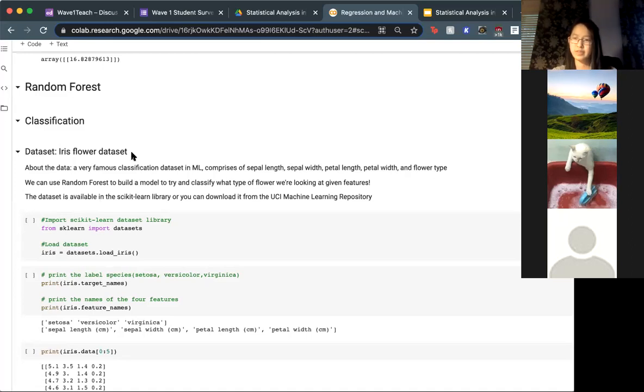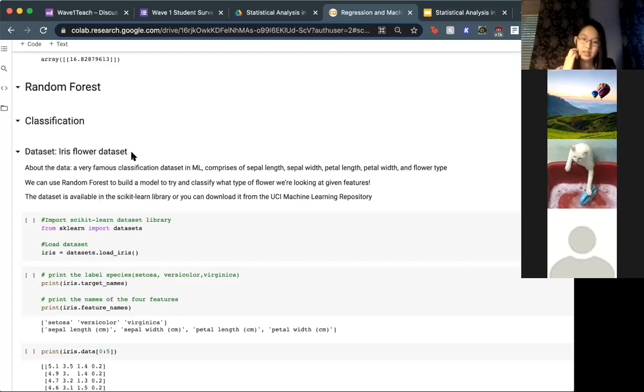So the task for this is, you're given these features, your sepal length, width, petal length, width. You found a random flower in the wild. You want to identify what type of flower it is, like what kind of iris is it? So you can use random forest to build a model and classify what kind of flower you're looking at, given that you know sepal length, sepal width, petal length, petal width. You can classify it based on these features.